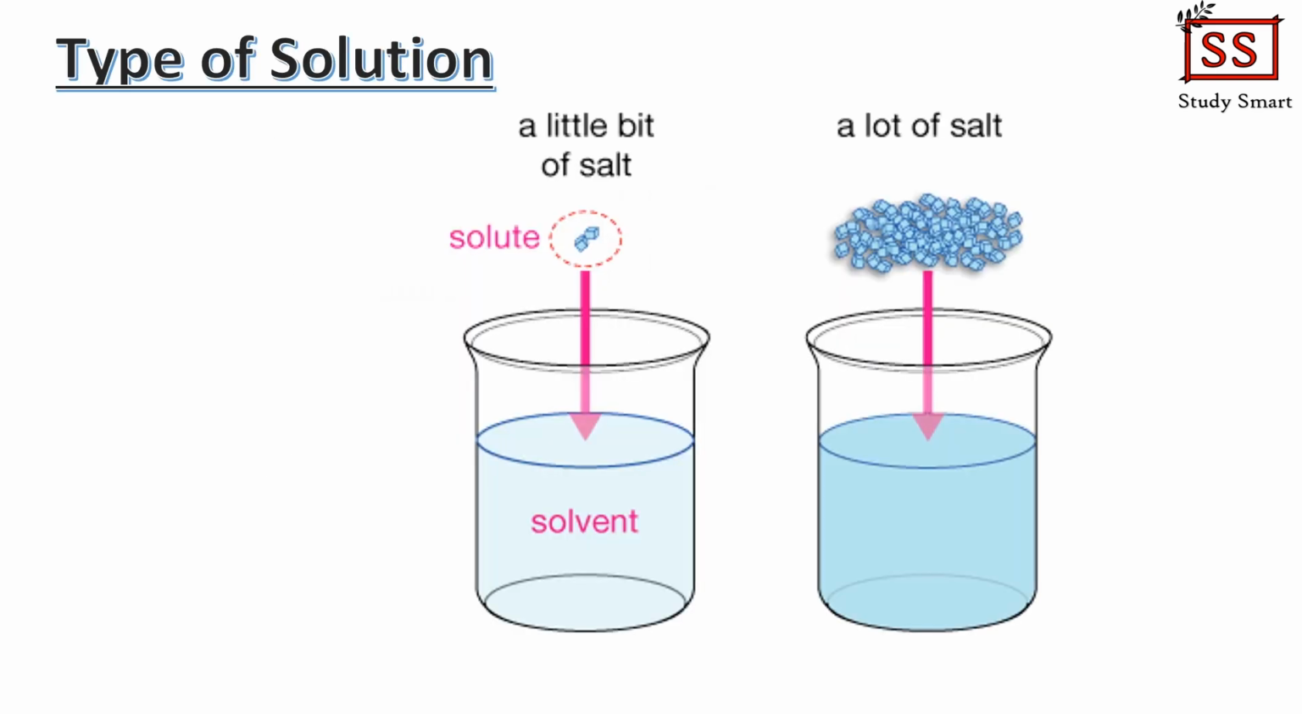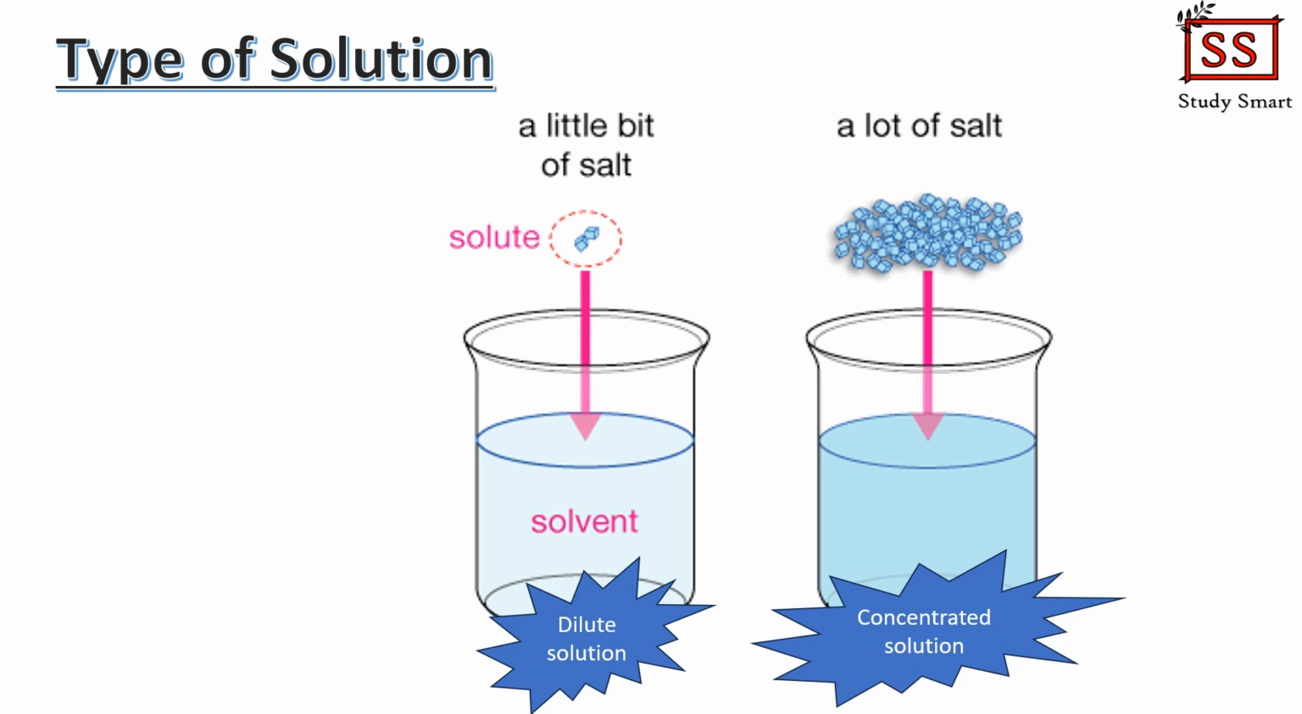Now, moving on to the type of solution. We have two types of solution, dilute solution and concentrated solution. Dilute solution referring to a little bit of solute inside the solvent, while concentrated solution refer to a lot of solute inside the solvent. There is another one type of solution known as saturated solution.